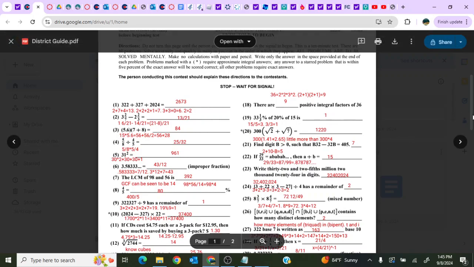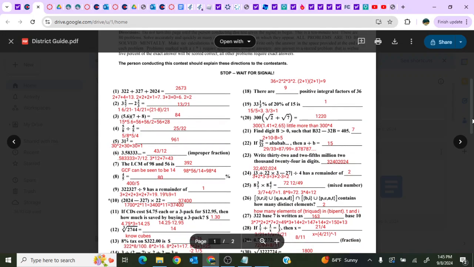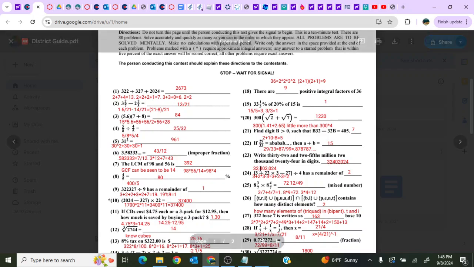23, write 32 and 2/5 million, 2,024 in digits. 32 million, 2/5 million, there's your 400,000. 2,000 right there, and then you have your 24.